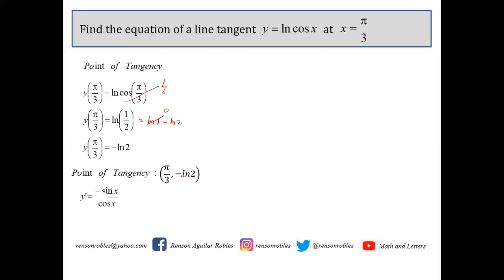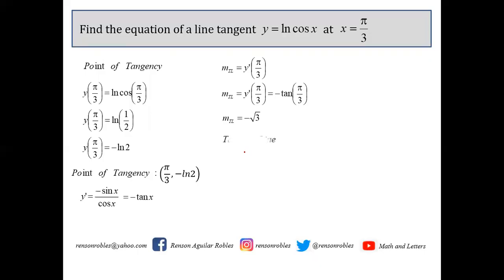And then to find the slope of this tangent line, we shall differentiate ln of cosine of x, and we know that the derivative of ln u is du over u. So the derivative of cosine of x is negative sine x, over cosine of x, and this is equal to negative tangent of x. And the slope of the tangent line is given by y prime at pi over 3, and that is given by negative tangent of pi over 3. And we know that tangent pi over 3 is equal to square root of 3. So therefore, the slope of the tangent line is equal to negative square root of 3.